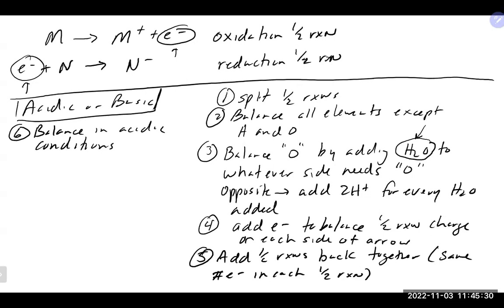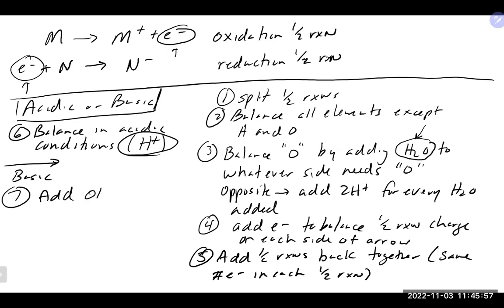By the way, obviously, in addition to the electrons, if there's anything else on opposite sides of the arrow, that's the same thing. You could either reduce it down or completely cancel it out. Once you have it balanced in acidic conditions, there should be an H plus in there when you balance it. If you wanted to go to basic at that point, you would add OH minus to both sides, equal to the number of H pluses you have.